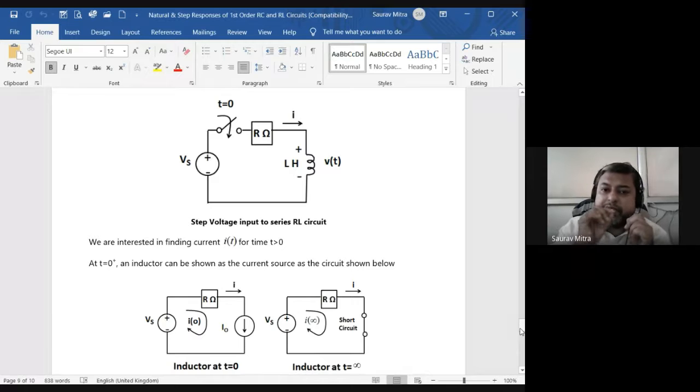For a certain time we are connecting the input to the circuit, and that certain time we decide, maybe 5 seconds, 10 seconds or whatever. And after that suddenly we remove the input and we just connect this R to the ground, and we are not connecting any input to the circuit. But previously you had connected some voltage to the circuit, so there was a current build up in the circuit. Now what will happen, the current will very slowly die down. In which fashion the current is dying down, that response is called the natural response.